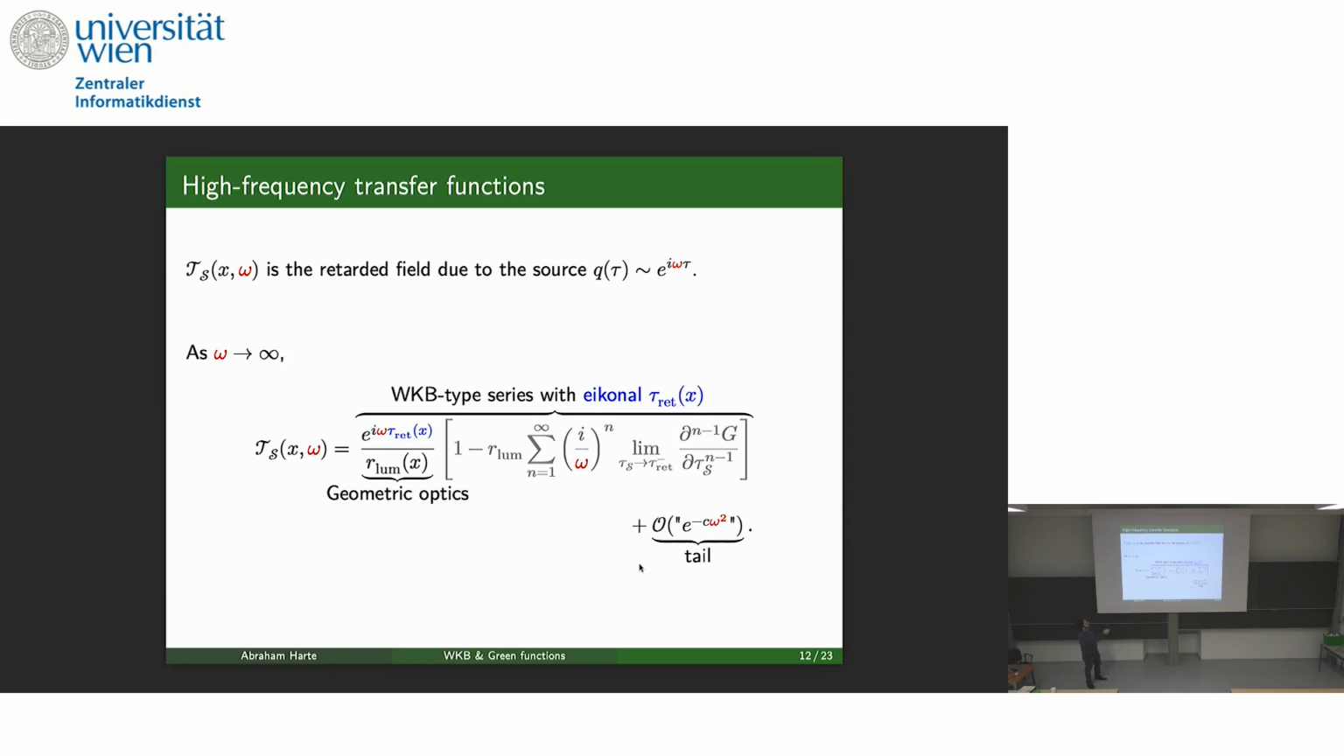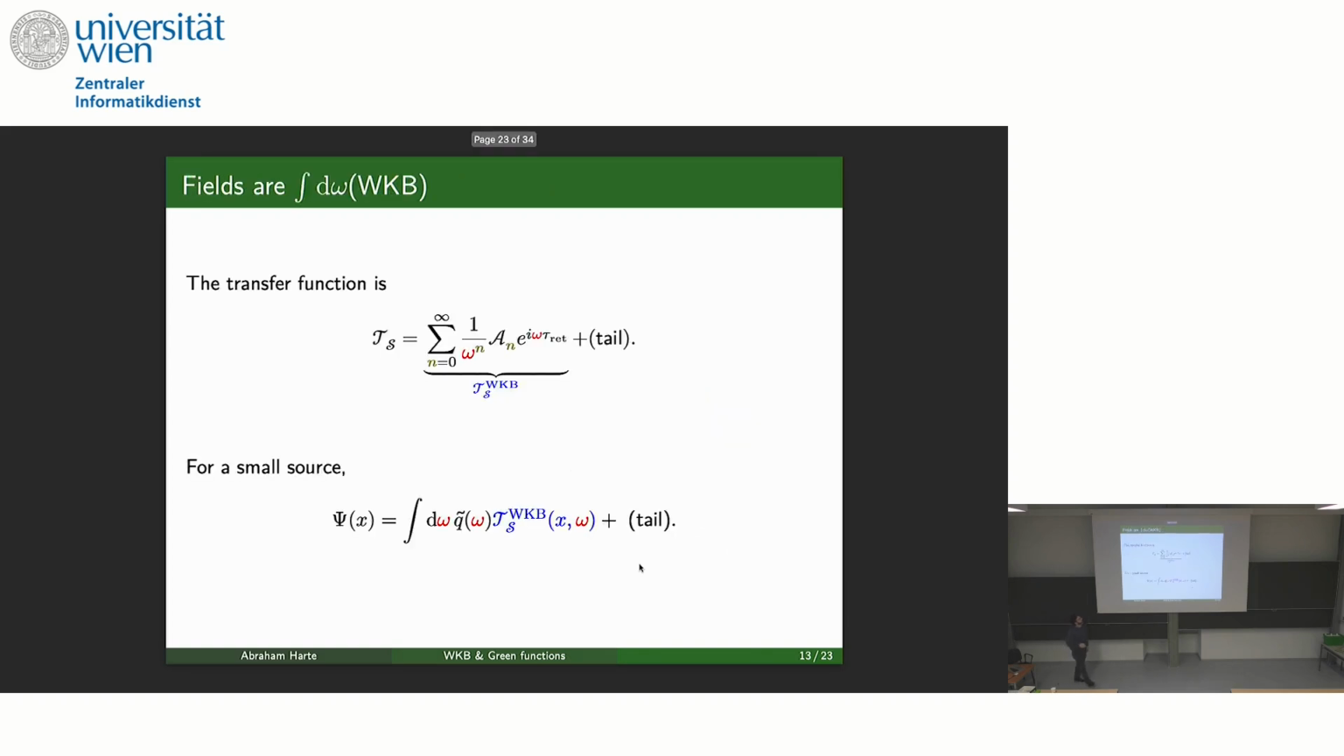This is of the form of a WKB series, right? We have e to the i omega something times a bunch of coefficients, where these coefficients are falling off with inverse powers of omega. And at leading order, we have 1 over the luminosity distance as our amplitude, and we have as our eikonal, that's the retarded time function. So we can derive this WKB thing. And we have left over this tail here, which I won't talk about until later on. So we have something left over.